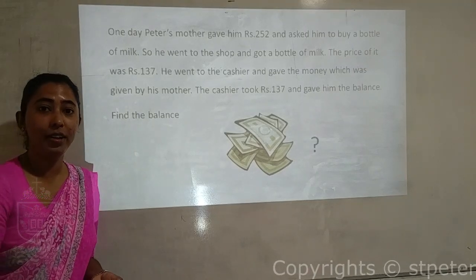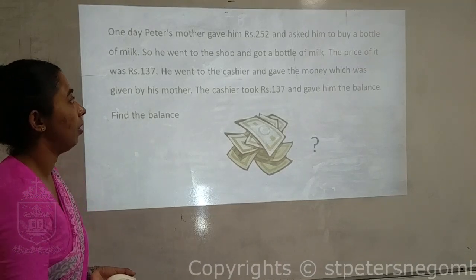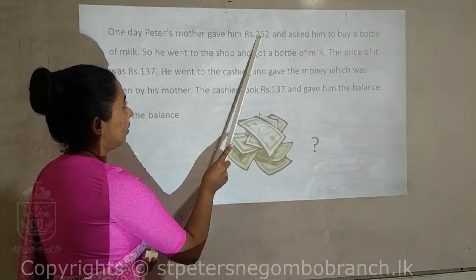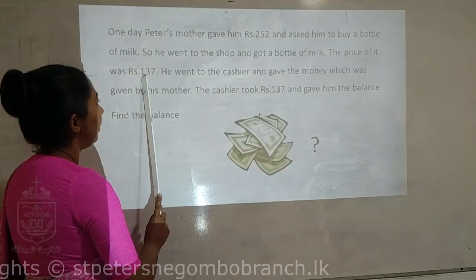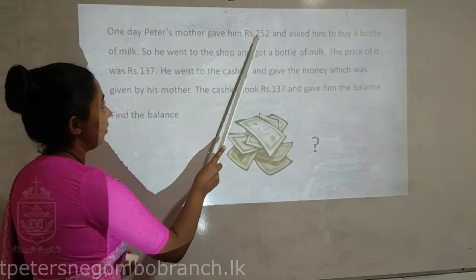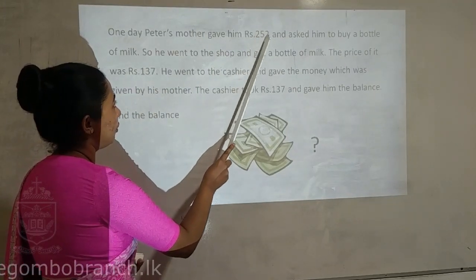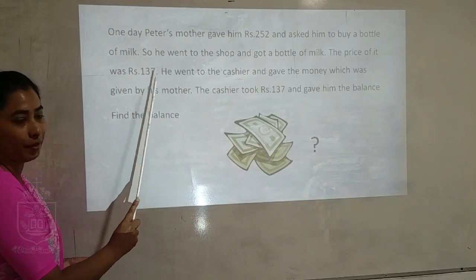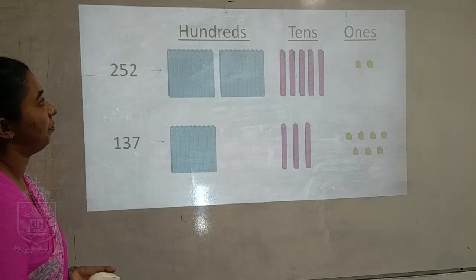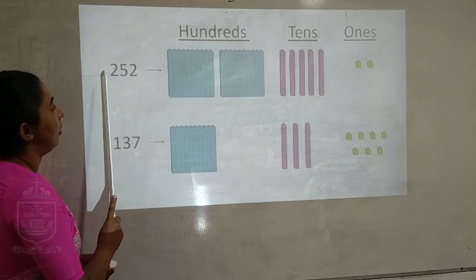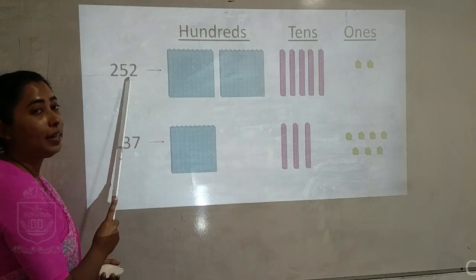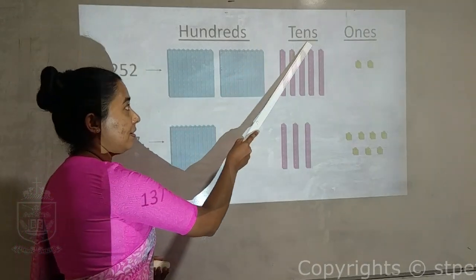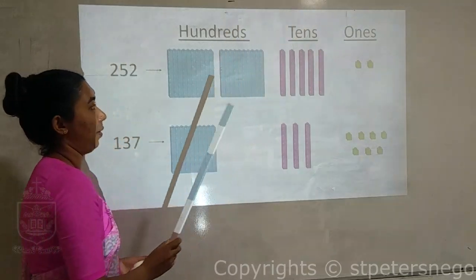Now we have to find the balance. When you look at these two numbers, you can see both the numbers are 3-digit numbers. One is 252 and the other one is 137. When we take 3-digit numbers, there are hundreds, tens and ones.